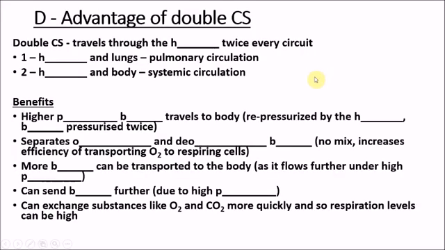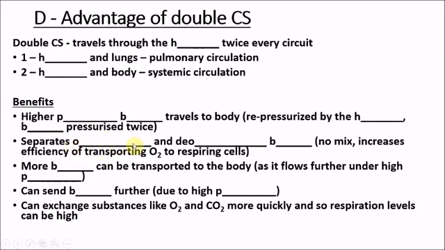They're opposites. The double circulatory system travels through the heart twice every circuit. One circuit is the heart and lungs, which is the pulmonary circulation. Again, pulmonary vein, pulmonary artery. And then the second circuit is the heart and body, and that's the systemic circulation. So the benefit of the double circulatory system is that the blood travels at higher pressure because it's repressurized by the heart twice, because it's going through the heart twice.